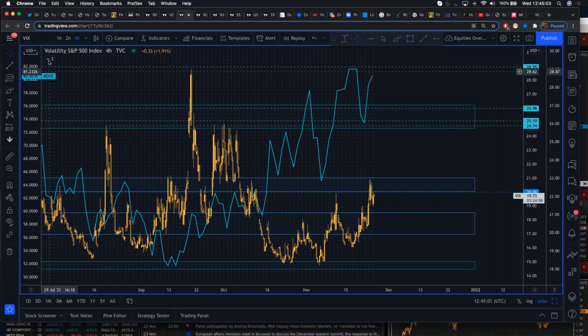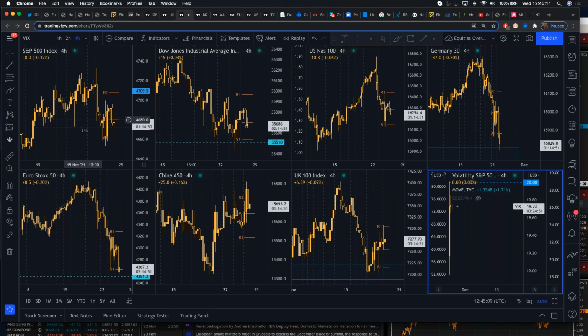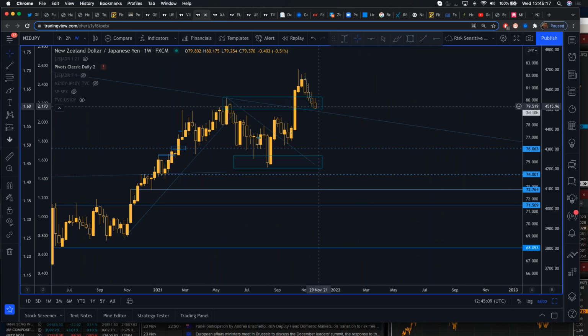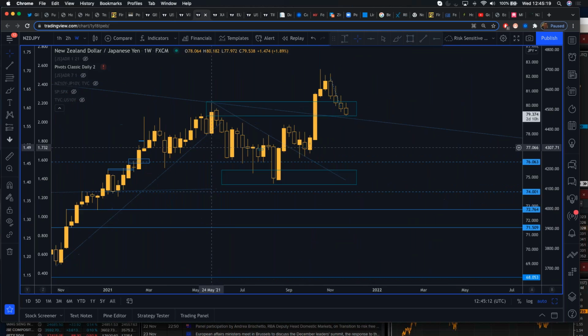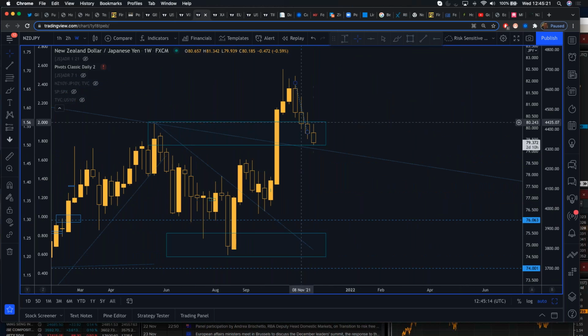So that's what we're looking for here, okay? So look for disorderly moves in the bond market to potentially disrupt the equity market. And if we see heavy equity selling, then that could result in some yen strength. So that's a near-term risk. And we are seeing risk-off trading at the moment. That's why that New Zealand dollar is being pressured right now with the yen strength.